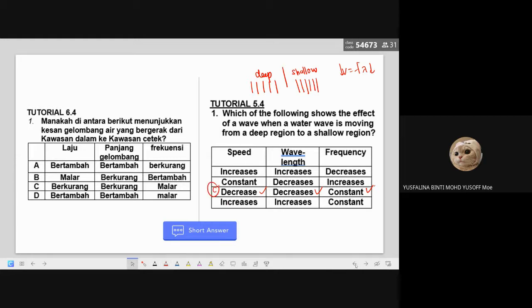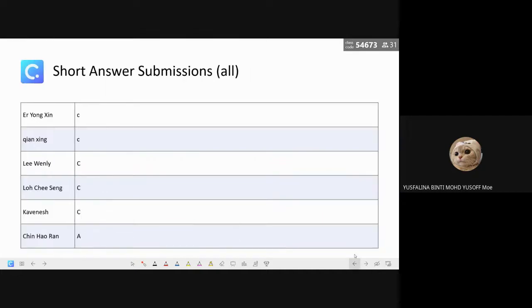Okay, very good. C, C, C. Joey, the answer is C, not D. Lavanya, the answer is C. Why you answer D? Wait, I see the question first. Why you answer D?